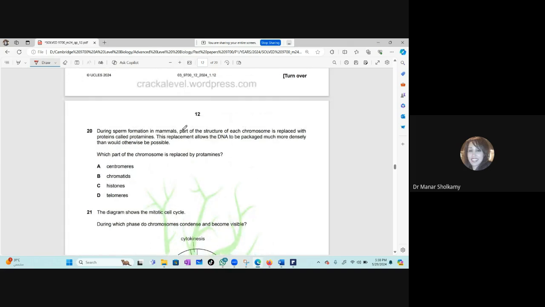During sperm formation in mammals, part of the structure of each chromosome is replaced with proteins called protamines. This replacement allows the DNA to be packaged much more densely than would otherwise be possible. Which part of the chromosome is replaced by proteins? In other words, which structure in the DNA helps in the dense packaging of the DNA? Histone.